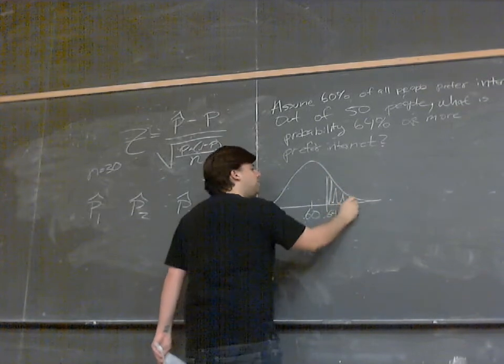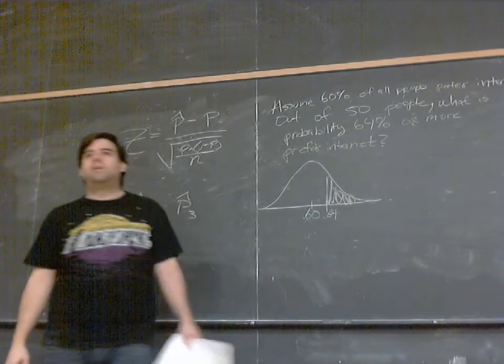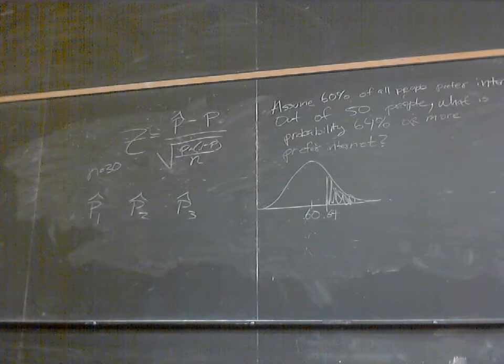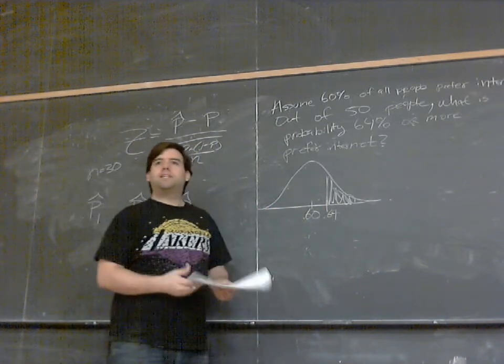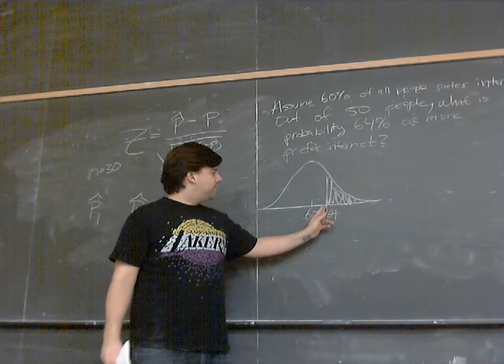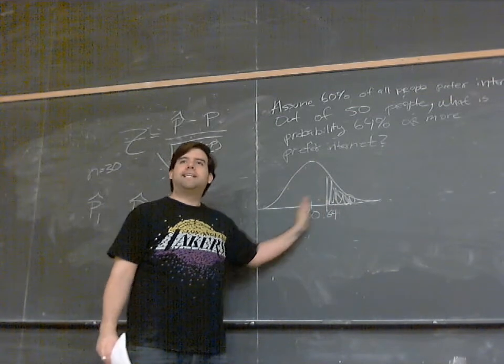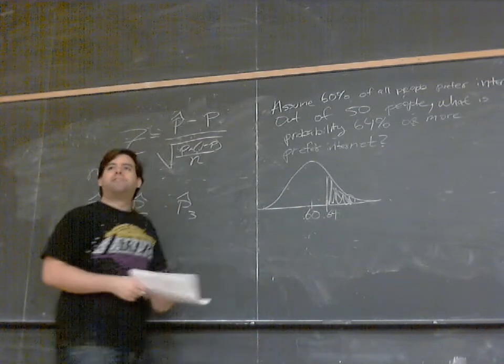Just by looking at this picture, is this probability going to be more or less than 50%? Less. If from 60% on up is 50%, because it's the midpoint, then 64% on up is going to be something less than that, meaning it'll be less than 50%.